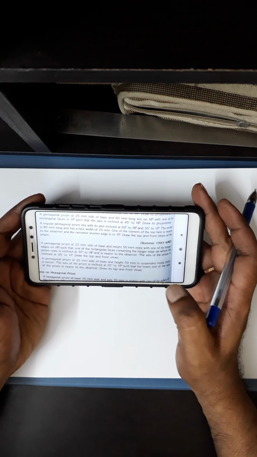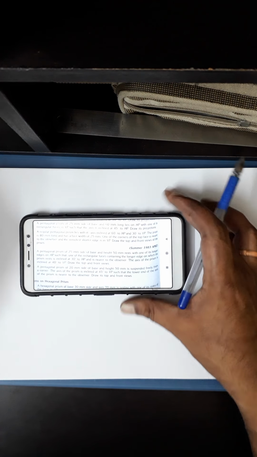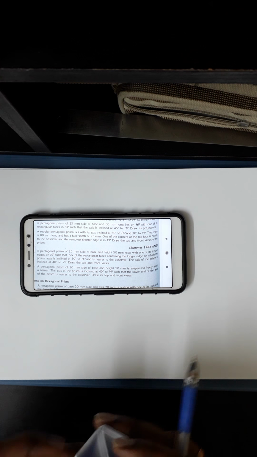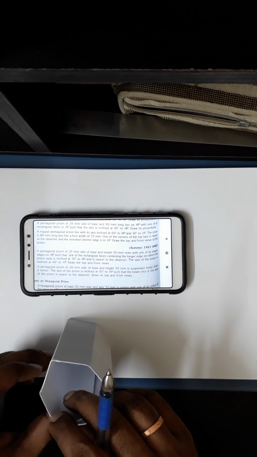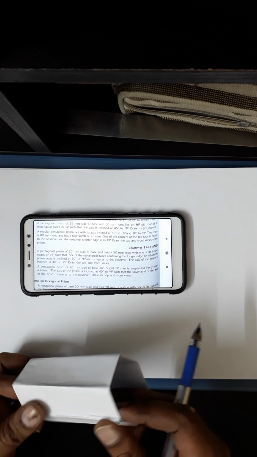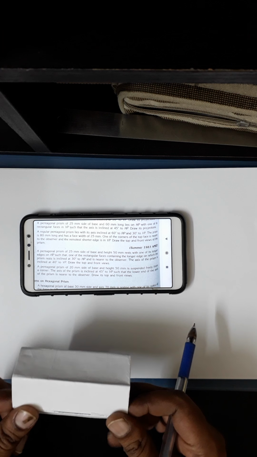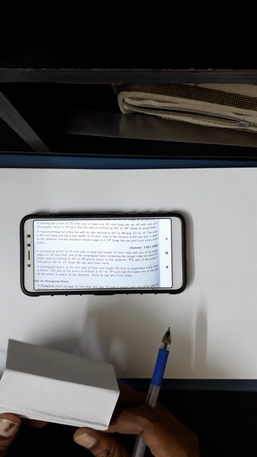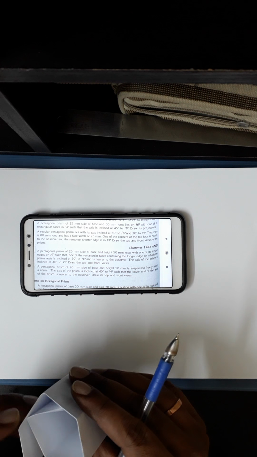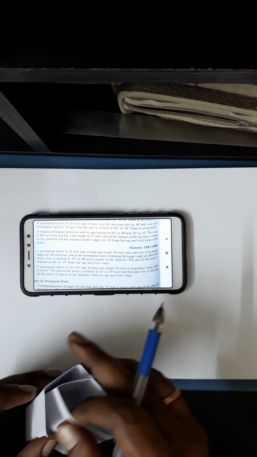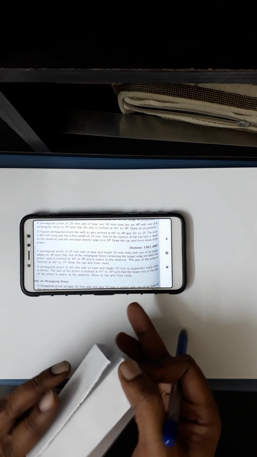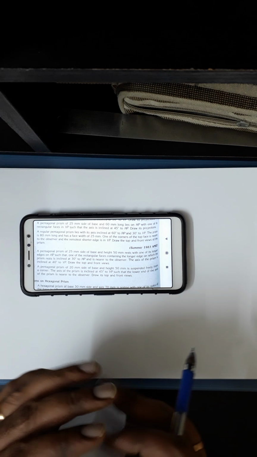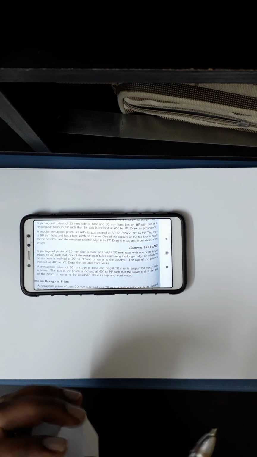So it says a pentagonal prism resting on one of its longer edges on HP such that one of the rectangular faces containing that longer edge on which the prism rests is inclined at 40 degrees to HP. So we'll go for that. I'll just explain the condition before we go for solving the problem.